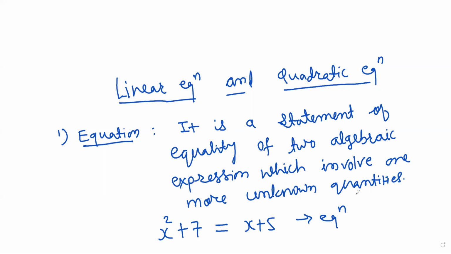Okay, you can take one more example, that is y square plus 6 is equal to x plus 3. Right? It is also an equation, because this is the statement of equality. Here is equal to sign is used, therefore this is also an example of equation.